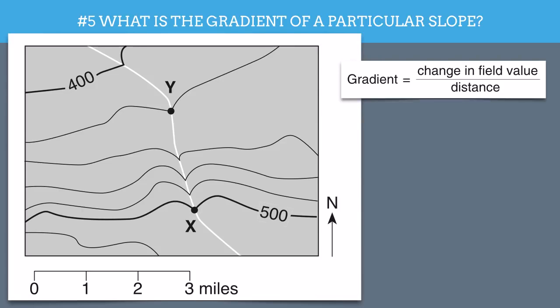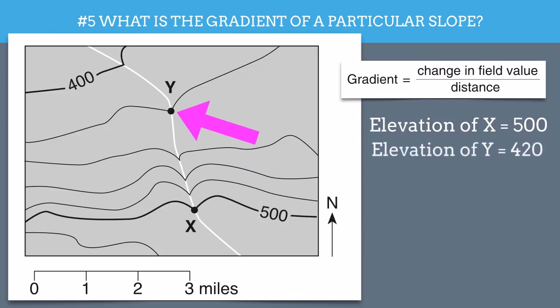So let's say we want to find the gradient between points X and Y. Well, I have to find the elevation of X and Y. Now, point X is easy because it's on this line labeled 500. So X has an elevation of 500. Now, if you were to figure out the contour interval here, you would see that it's 20. And by doing a little bit of math, you would see that point Y has an elevation of 420. So I've got my change in field value. It changes from 500 to 420. Now I need to know the distance for the bottom of the formula.